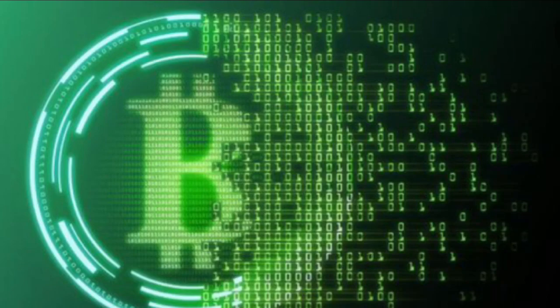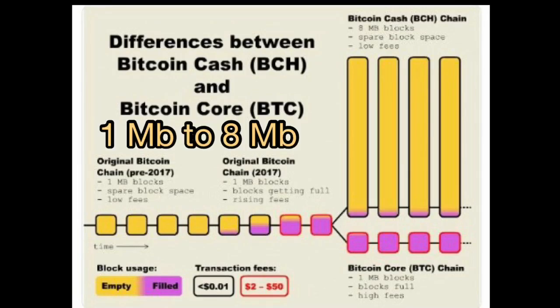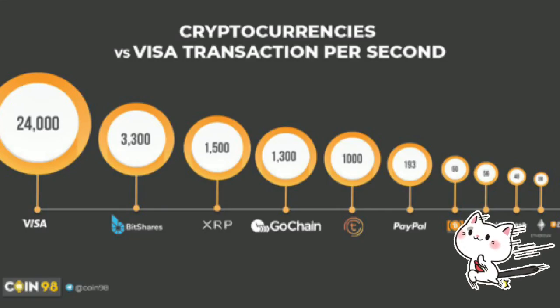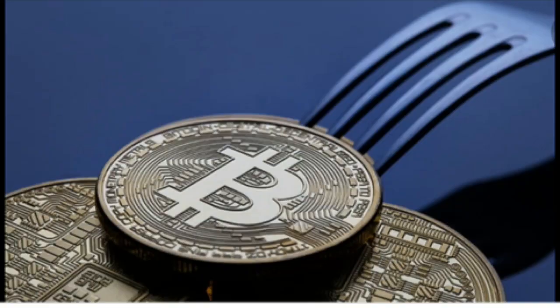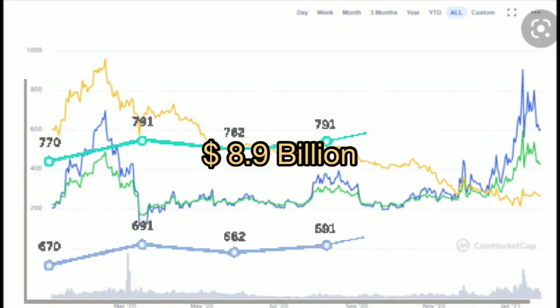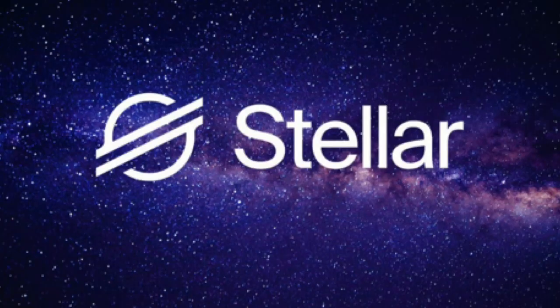The Bitcoin network has a limit on the size of blocks, 1 megabyte, MB. BCH increases the block size from 1 MB to 8 MB, with the idea being that larger blocks can hold more transactions within them, and therefore the transaction speed would be increased. It also makes other changes, including the impacts block space. As of January 2021, BCH had a market cap of $8.9 billion and a value per token of $513.45.